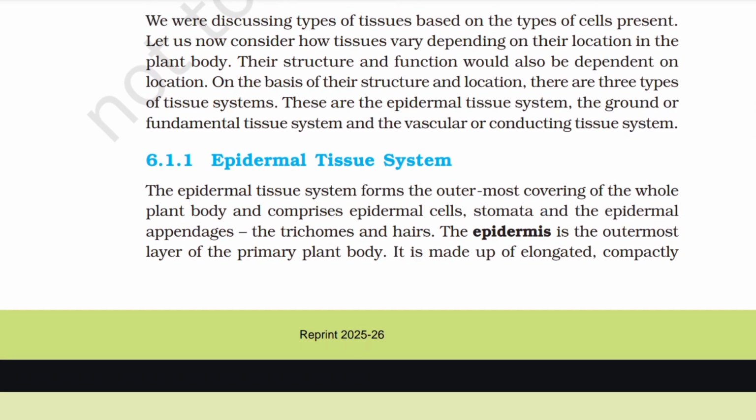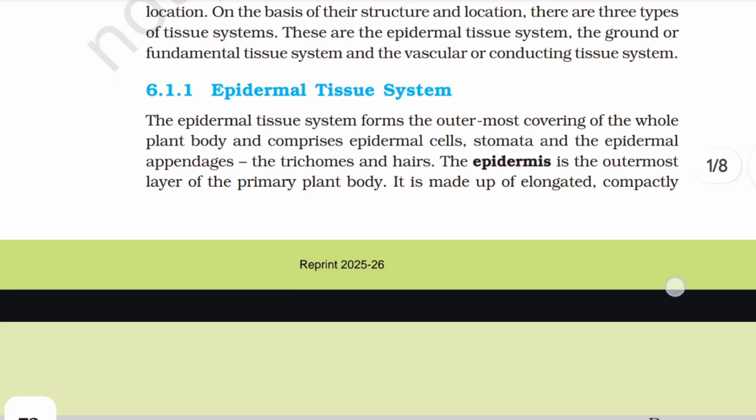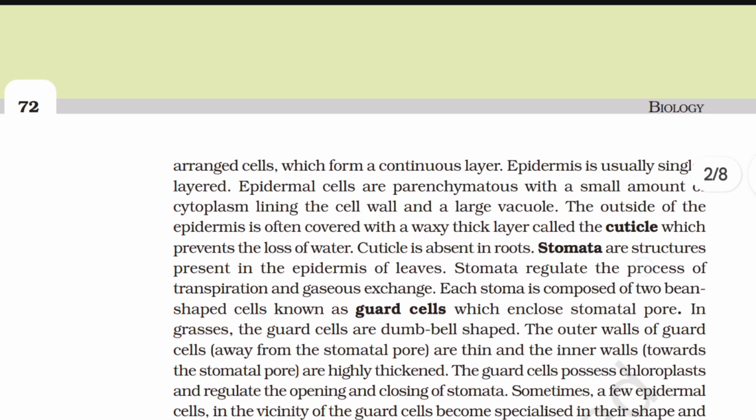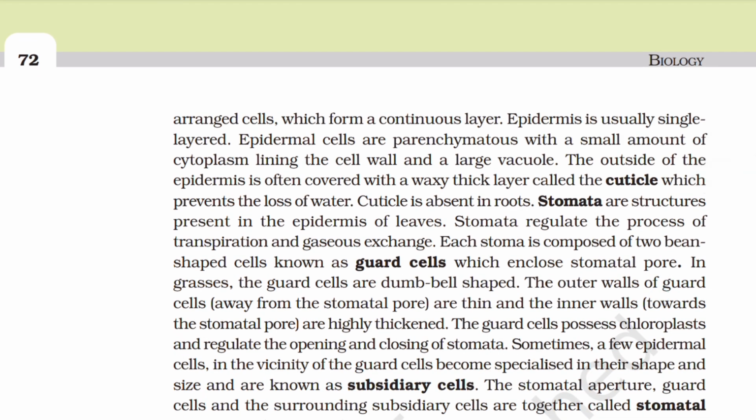6.1.1 Epidermal tissue system. The epidermal tissue system forms the outermost covering of the whole plant body and comprises epidermal cells, stomata, and the epidermal appendages, the trichomes and hairs. The epidermis is the outermost layer of the primary plant body. It is made up of elongated, compactly arranged cells which form a continuous layer. Epidermis is usually single layered.